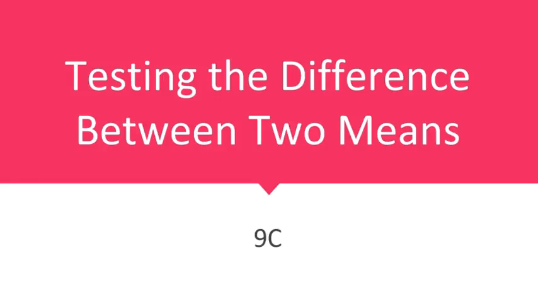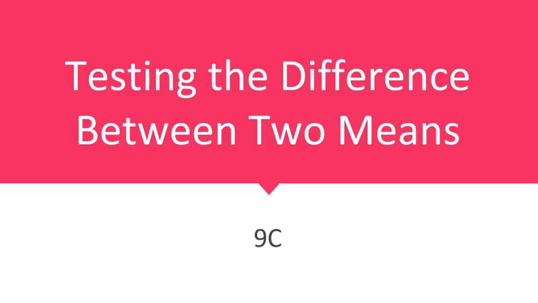9C, we're going to be testing the difference between two means. So in 9B, we did mean difference. So we had people or things that were paired up. We found all of the differences, and then we found the average of those differences. In this case, it's a little bit different. We're doing the difference between two means.